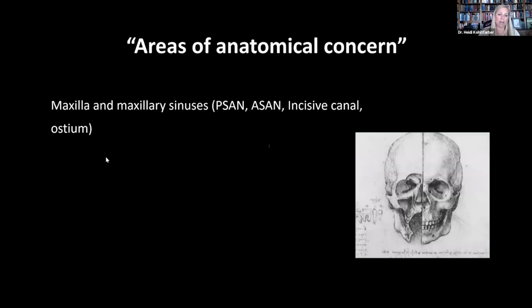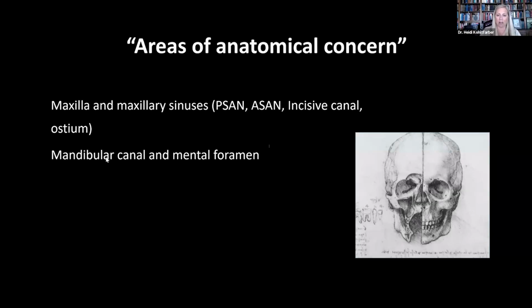The areas that we want to look at, of course, are our maxillary sinuses, our maxilla. We can look at the posterior superior alveolar neurovascular canals, the anterior superior neurovascular canals, the incisive canal, the ostium and the sinuses. So there's a lot of things that we'll mention when we are working up an implant case for some of our doctors.